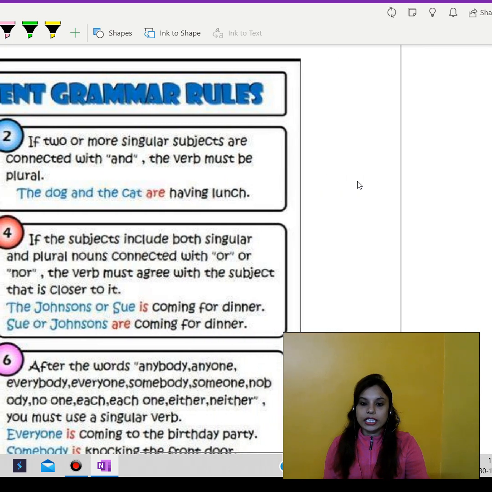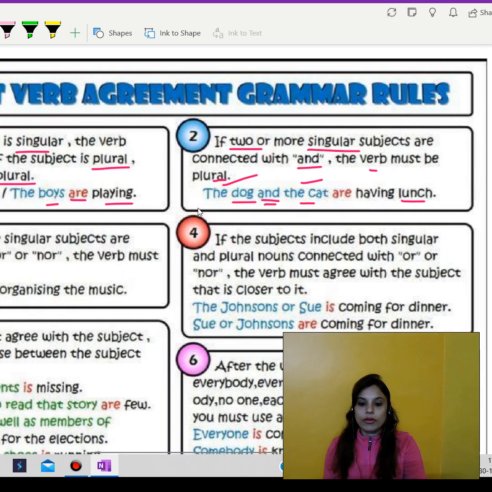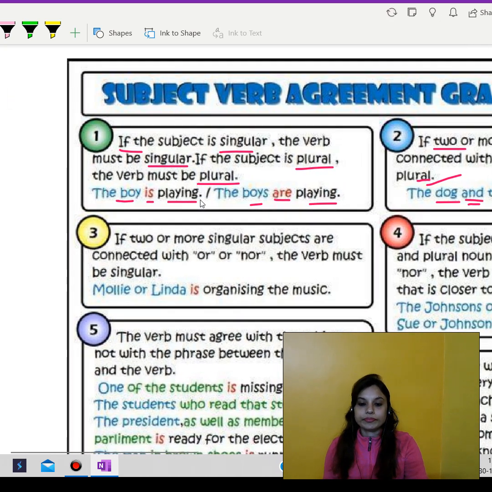Moving over to the second rule, if two or more singular subjects are connected with and, the verb must be plural. So, dog and cat: the dog and the cat are having lunch. The is the article here, and there is a second article used in the sentence. The dog and the cat are having lunch. So obviously are, it's plural.